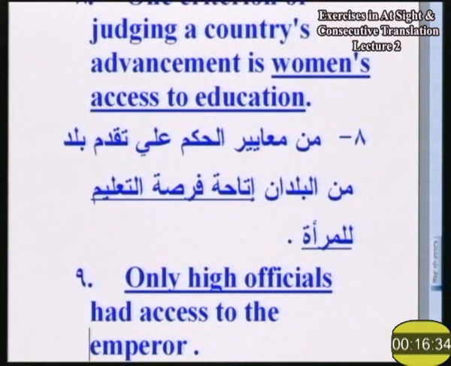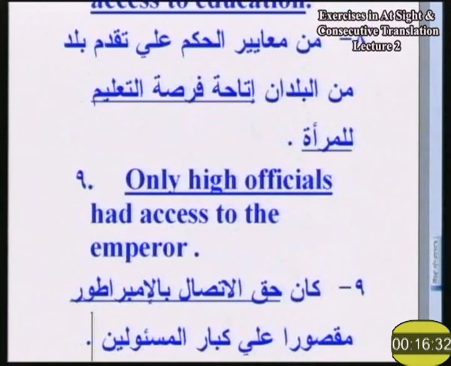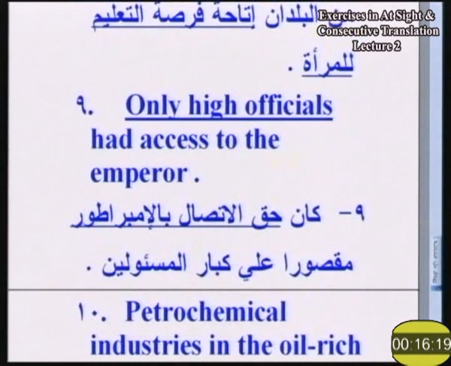Only high officials had access to the emperor. Had access to the emperor, that is to be able to contact, to communicate with. Okay. كان حق الاتصال بالإمبراطور مقصورا على كبار المسؤولين. Okay. To have access to the emperor, that is حق الاتصال به, to communicate with, to deal with.